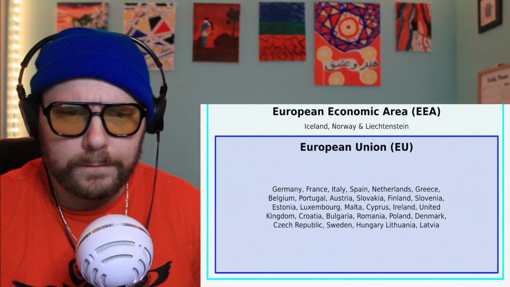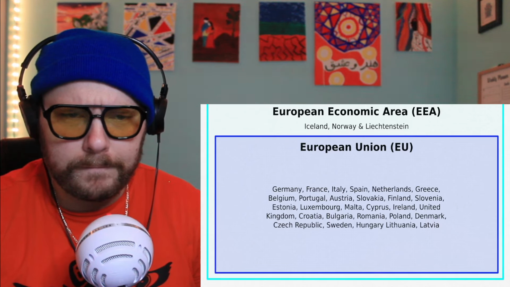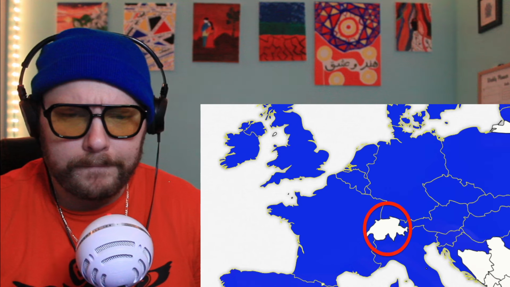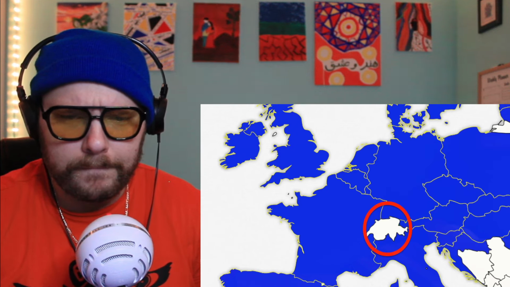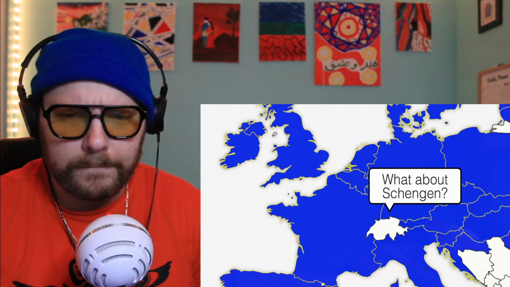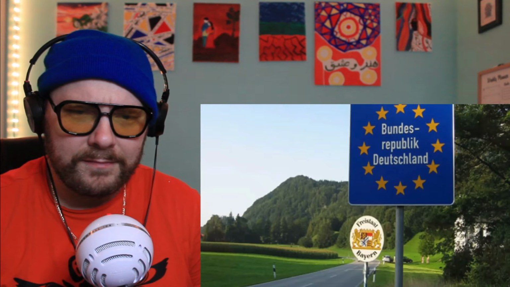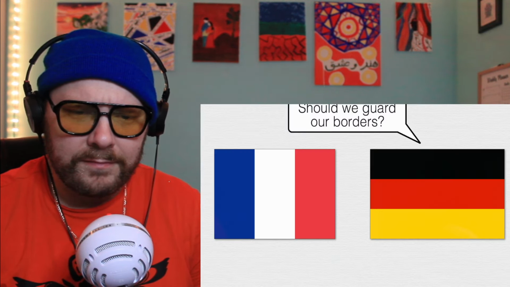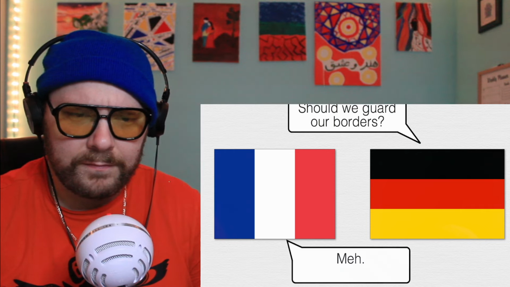Between the European Union and the European Economic Area, the continent looks mostly covered, with the notable exception of Switzerland, who remains neutral and fiercely independent, except for her participation in the Schengen Area. If you're from a country that keeps her borders extremely clean and or well patrolled, the Schengen Area is a bit mind-blowing because it's an agreement between countries to take a meh approach to borders.